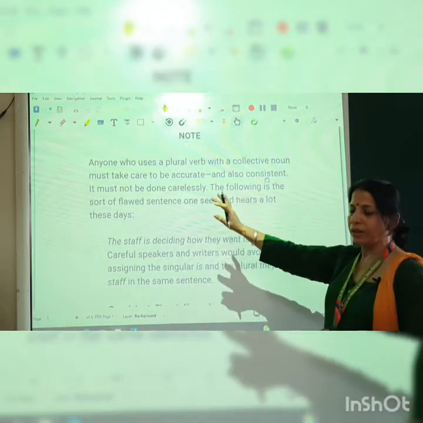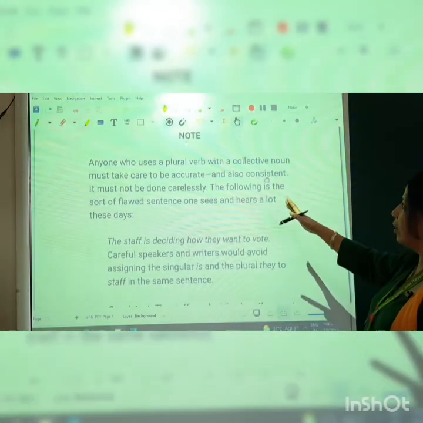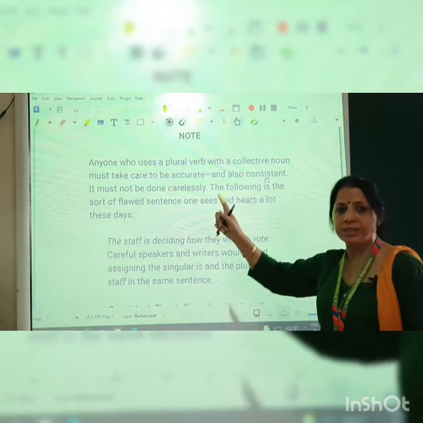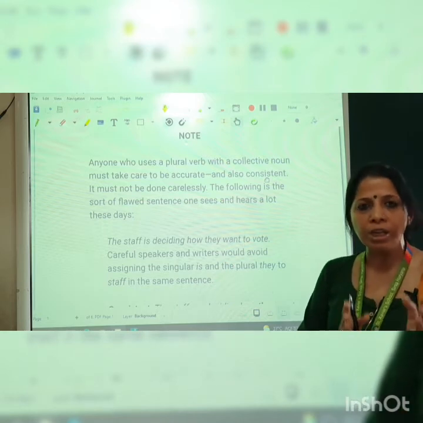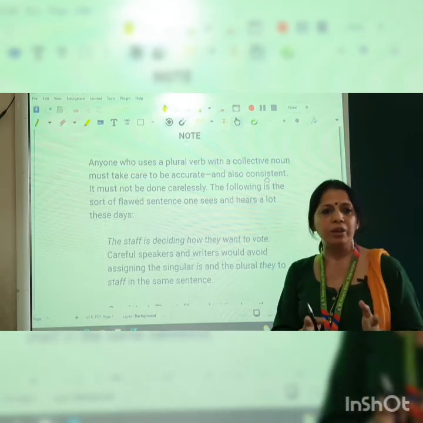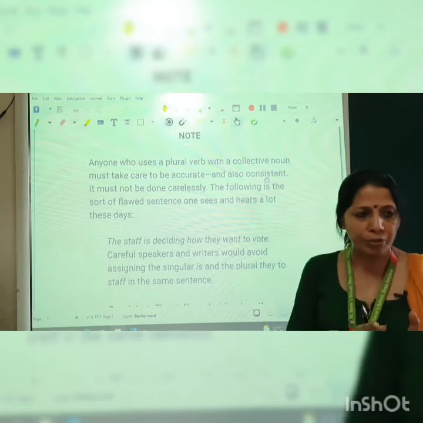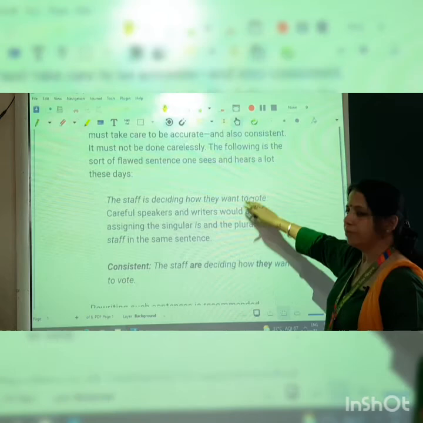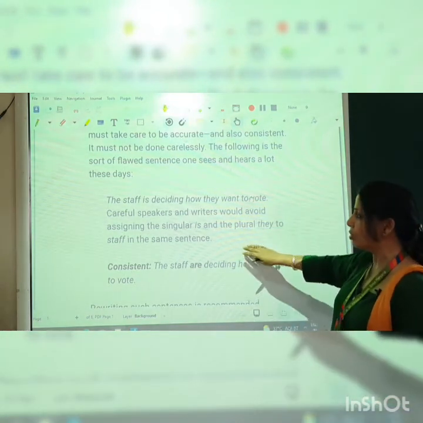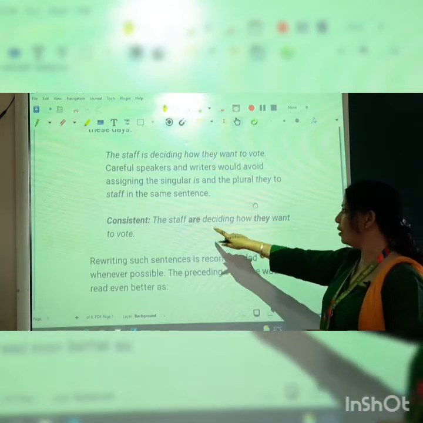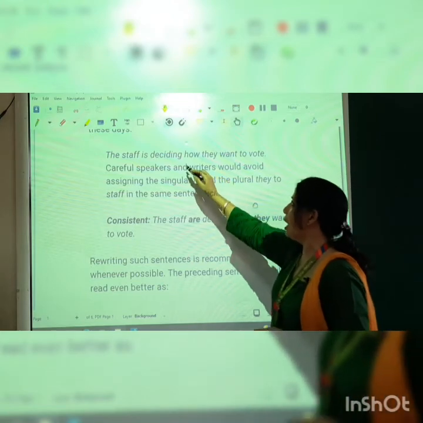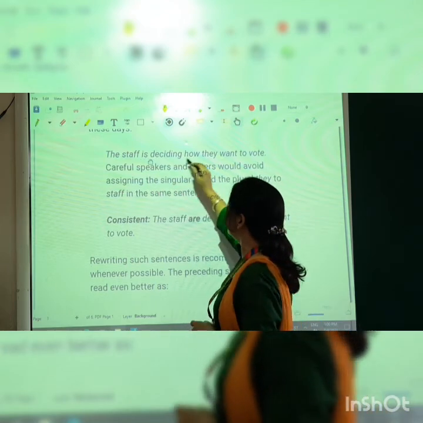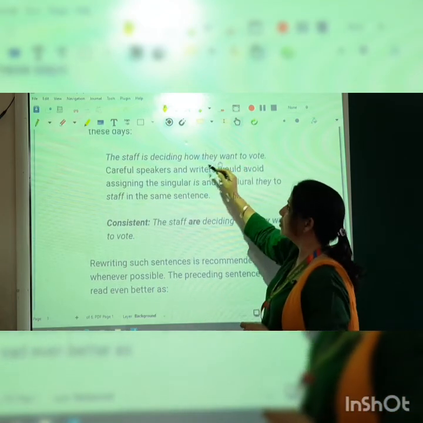You can just see the last note. Anyone who uses a plural verb with a collective noun must take care to be accurate and also consistent. Now this is one thing you have to keep in mind. When you are using a word like jury or committee and you are using "is", as a singular, you have to use it as a singular in the whole sentence. You cannot use it like this: the staff is deciding how they want to vote. Now in this sentence, "the staff is", and here "how they want".